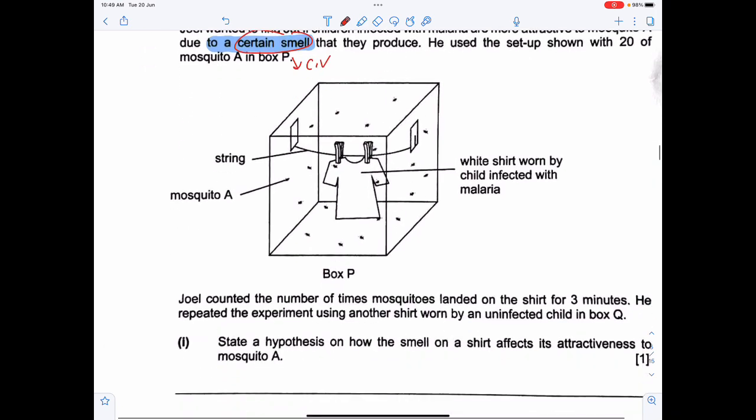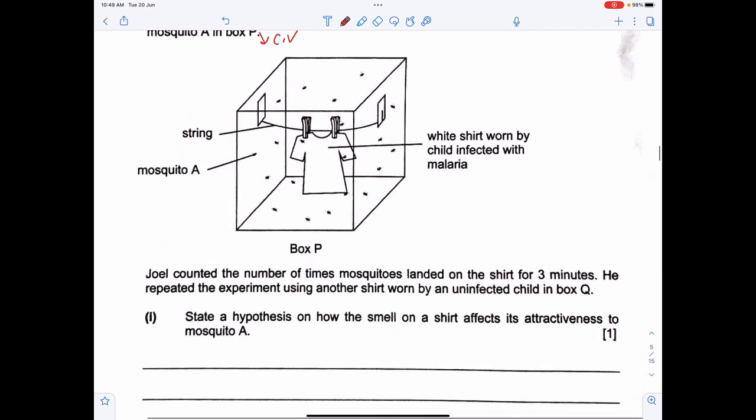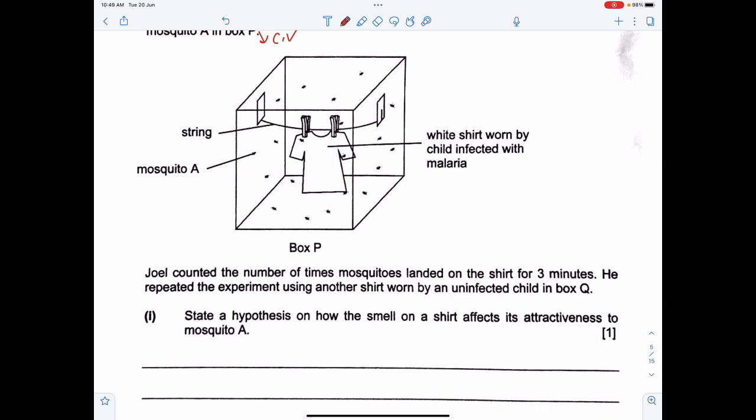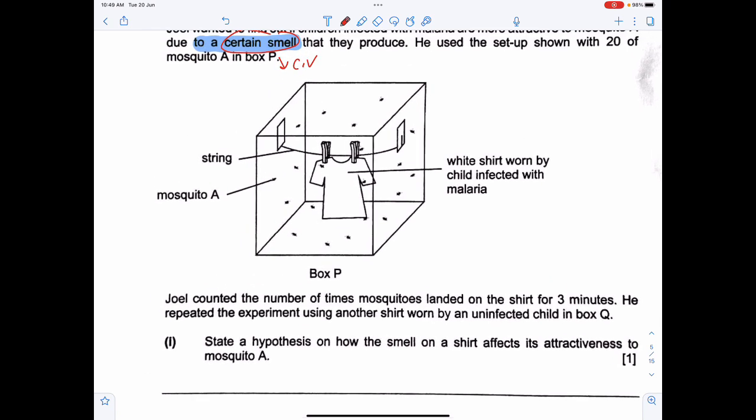So he then set up. Okay? Now, this is a question that is very, very iconic for accuracy. I will talk to you why it is accuracy in this case. Now, Joe counted the number of times the mosquito landed on the shirt for 3 minutes. He repeated the experiment using another shirt worn by an uninfected child. State a hypothesis on how the smell affects its attractiveness to mosquito A.